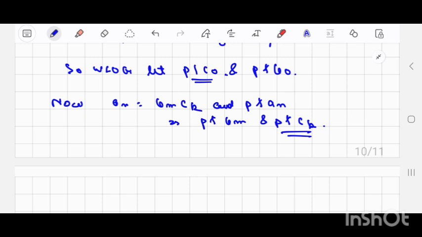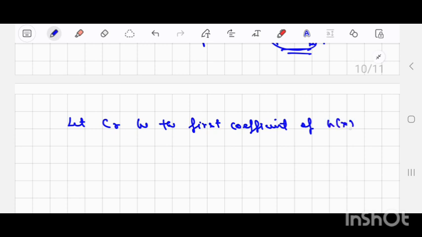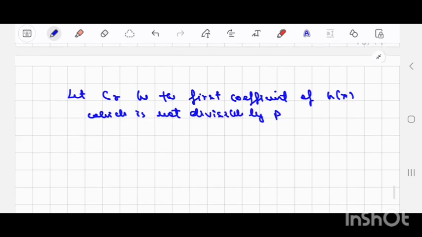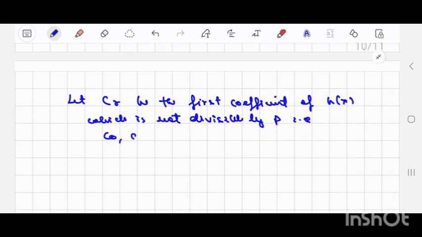Without loss of generality I have claimed here that p divides c0. Let me use this. And that is exactly the tool we are going to use. Now, there are only a finite number of coefficients, right? So I can make use of such an argument: let CR be the first coefficient of hx, these were the coefficients of hx, which is not divisible by p. That is, C0, C1 till CR minus 1 are divisible by p. Okay.